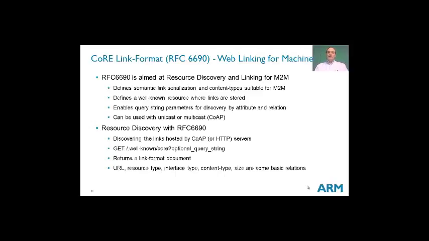Basically, it defines a well-known resource where the links are stored, and it defines how string parameters are passed in as queries so that resources can be discovered by attribute, by relation, and by their metadata values. And RFC 6690 core links can be used with unicast or multicast transactions. And they use the regular REST API.